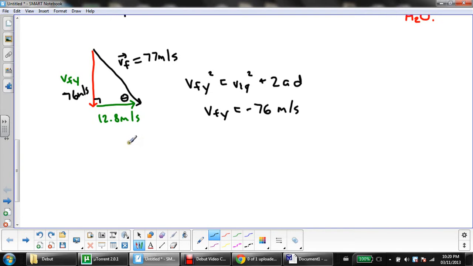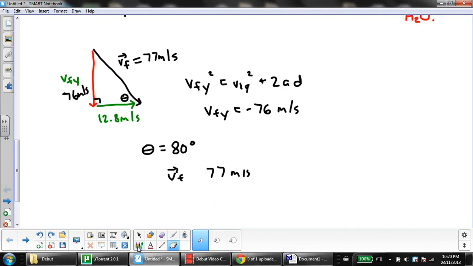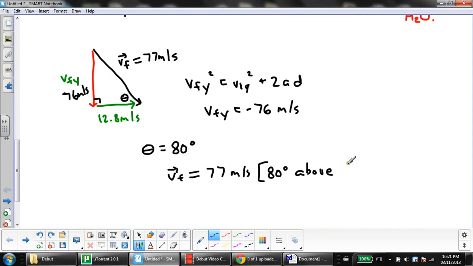I'm not going to show all that work. You can check it yourself using Pythagorean theorem, 76 and 12.8. I'm going to get about 77. Then I'm going to get this angle here using one of the trig functions. I'm going to get the angle to be about 80 degrees. So I would report my final velocity as vf, as a vector, at 77 meters per second, and then 80 degrees above horizontal or ground.